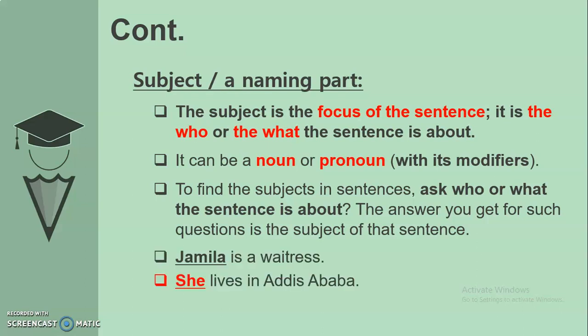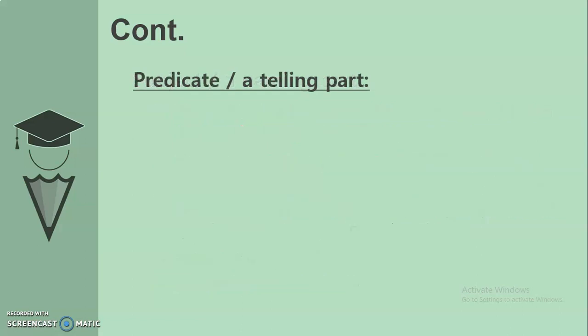Look at these 2 sentences. Jamila is a waitress. She lives in Addis Ababa. So Jamila is a noun used as the subject, and she is a pronoun used as the subject in the sentences. Now let's get to predicates.